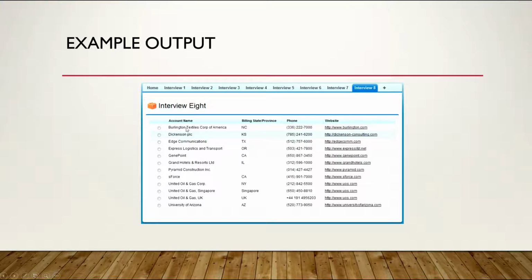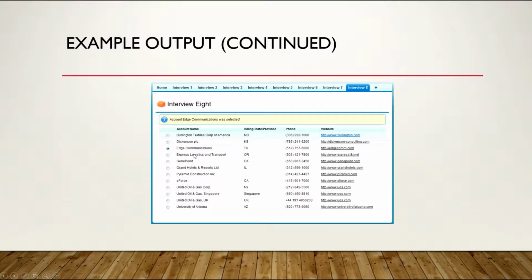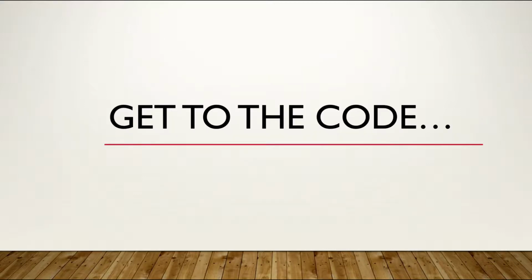So how this is supposed to work is whenever you click on a radio button, there is going to be a page message displayed at the top of this table. For example, if we select the radio button Edge Communications, we simply want a page message of "Account Edge Communications was selected." And it's simple as that. So without any further ado, let's jump right into the code.